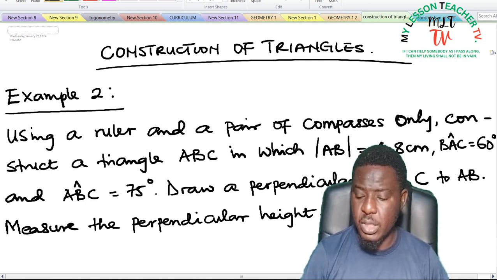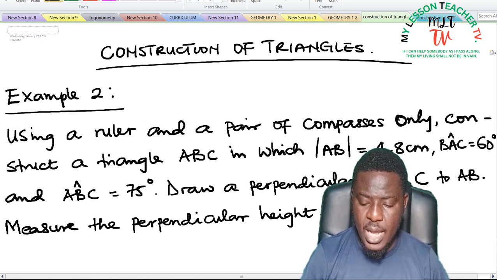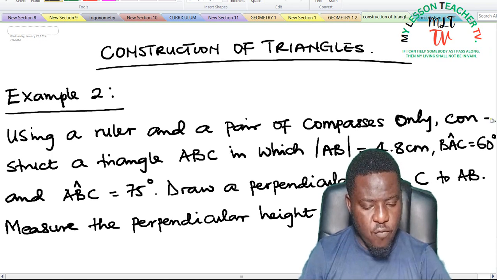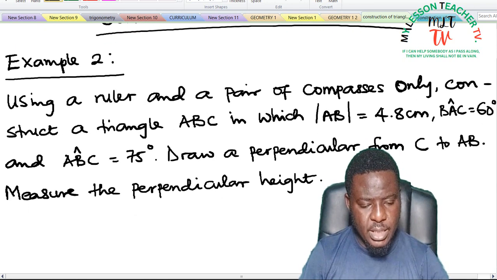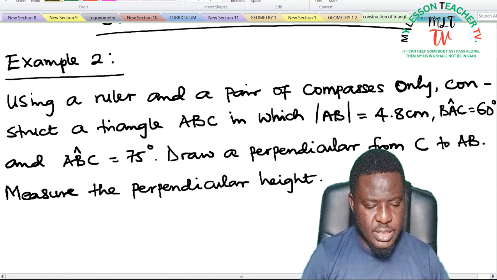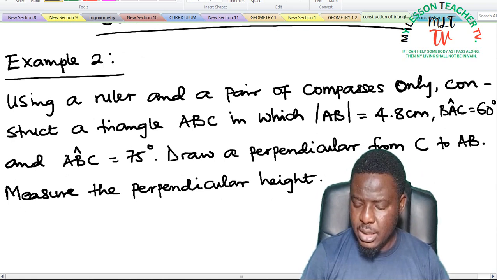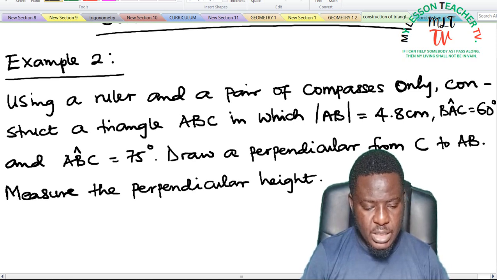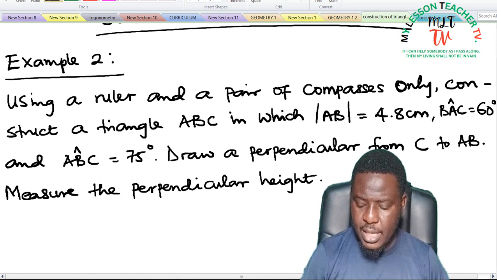Example 2 says, using a ruler and a pair of compasses only, we are to construct a triangle ABC in which AB is 4.8 centimeters, angle BAC is 60 degrees, and angle ABC is 75 degrees. We are to draw a perpendicular from C to AB. Then we are to measure the perpendicular height.